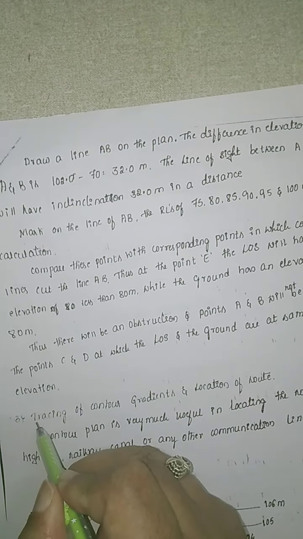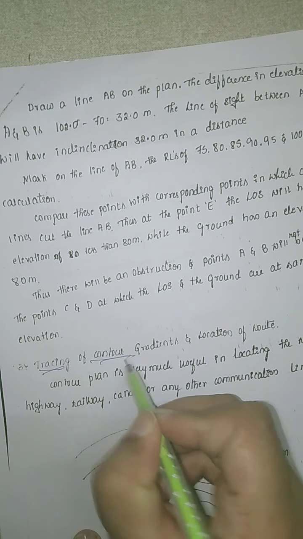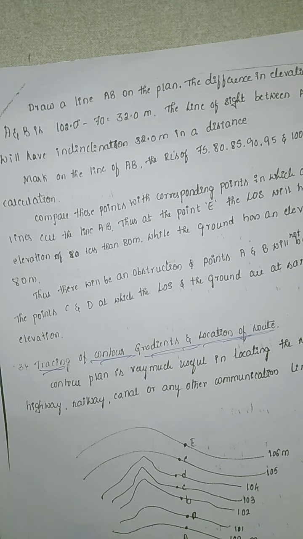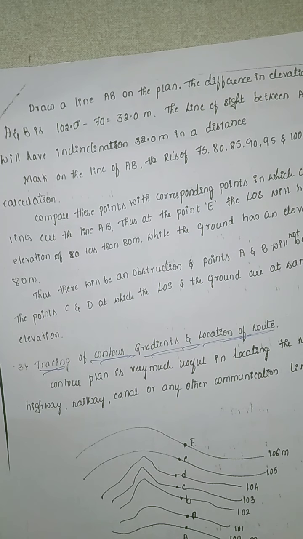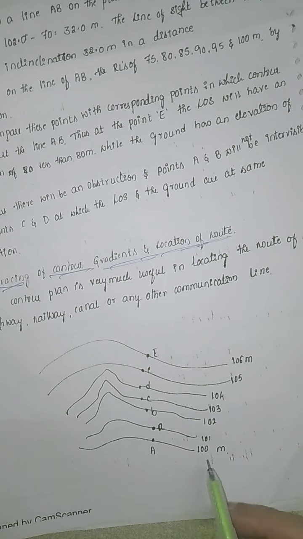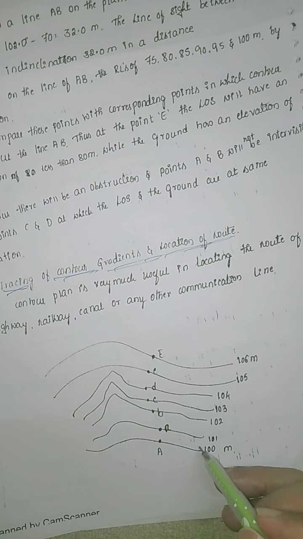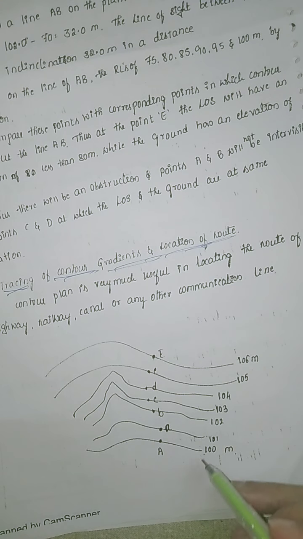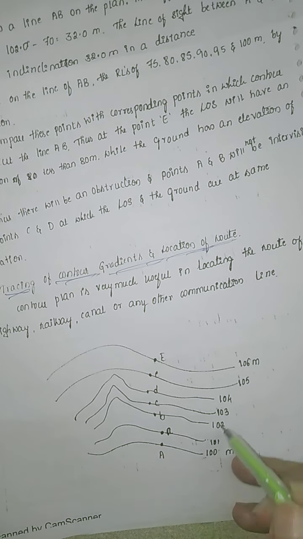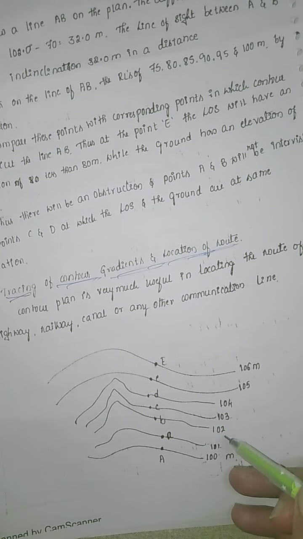Now the next point is tracing of contour gradients and the location of the route. A contour plan is very much useful in locating your route for highways, railways, canals, or any other kind of communication line. Here we are going to have the different contour lines with their RLs 100, 101, 102, 103, 104, 105, 106. Now these are not the RLs of that particular ground; they indicate the heights of that ground. See, 100 is lower than 101, 102 is higher than 101, 103 is higher than 102.